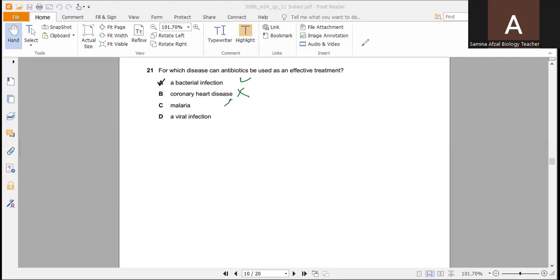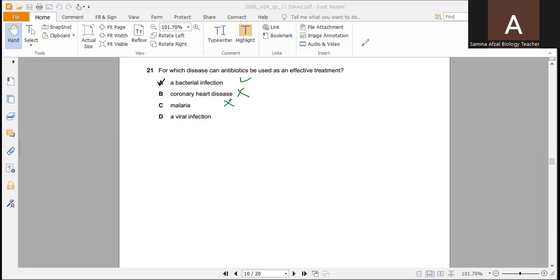The third one, C, malaria. Malaria is caused by a parasite called Plasmodium. So antibiotics are not effective against Plasmodium. So antimalarial drugs are required for this purpose. So this is not the correct option.